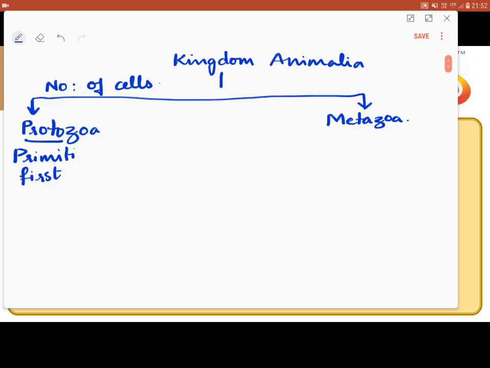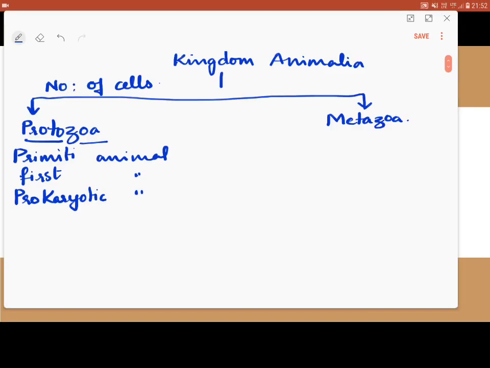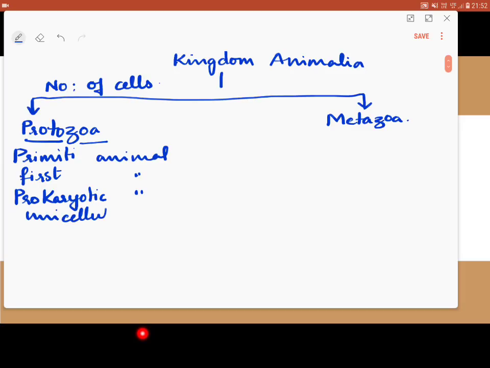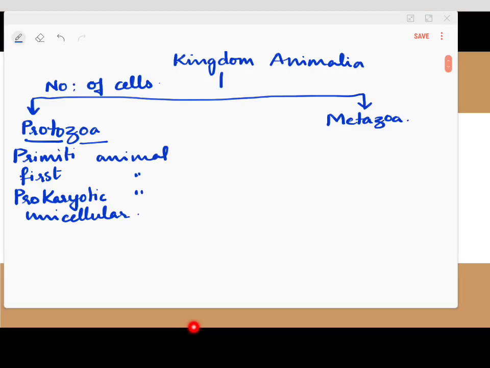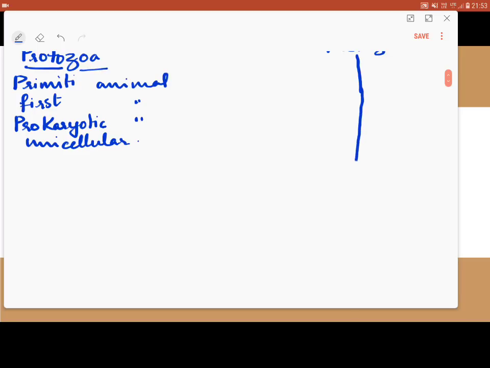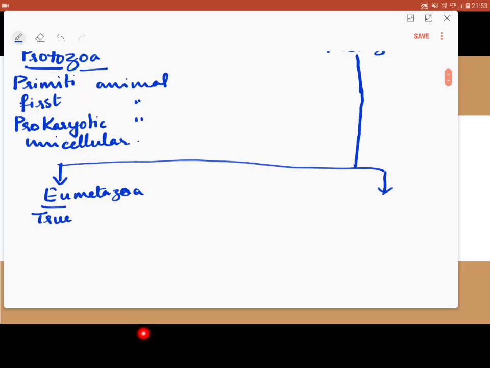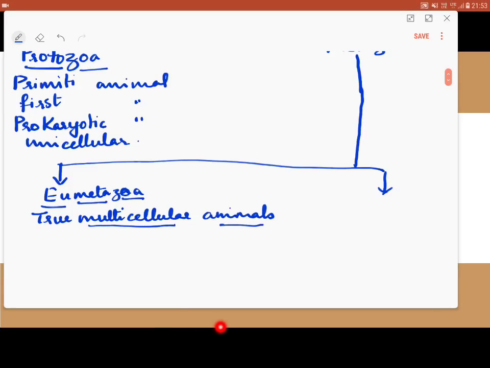What kind of cells do you expect in the early stage? Prokaryotic. Zoa signifies animal. So, it is a primitive animal or the first formed animal. Surely the animal is unicellular. Then came metazoa. Metazoa was further divided into 2 criteria. One was eumetazoa, which means true multicellular animals, because meta means multicellular, zoa means animals.